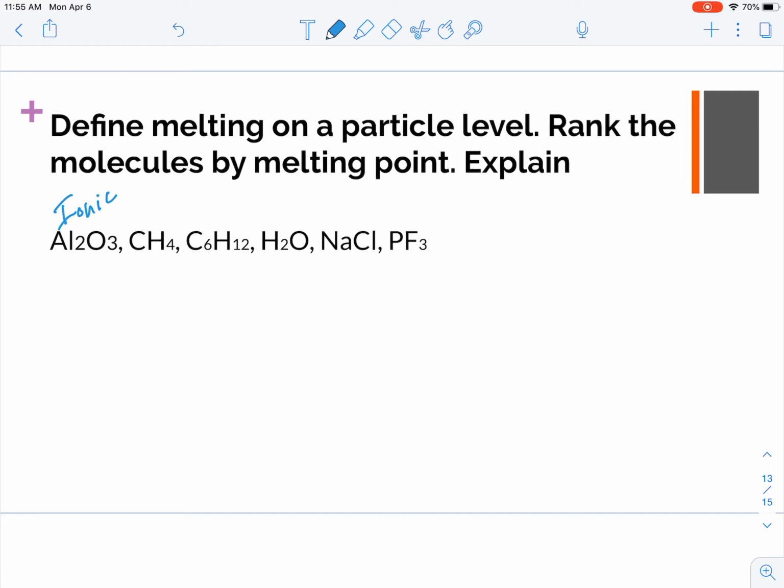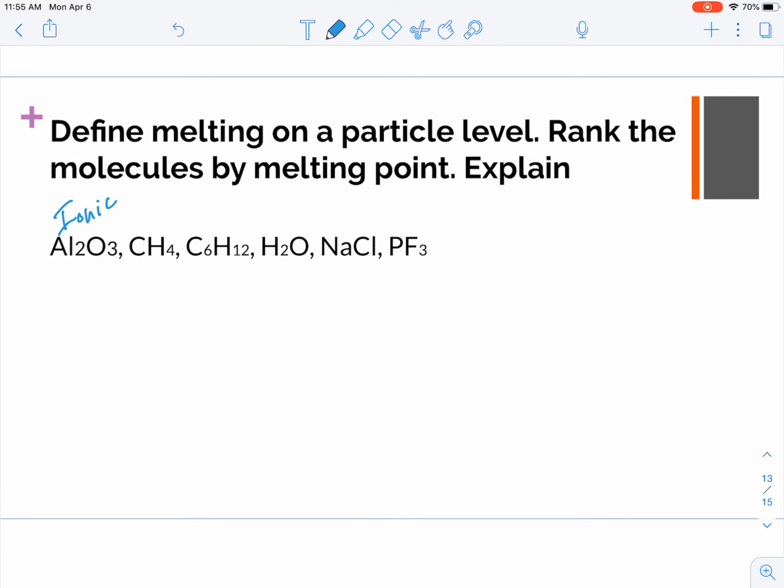So aluminum oxide is ionic. Then we have methane. And methane is nonpolar covalent. It has a symmetrical shape and nonpolar bonds. Then we have hexane, which is also nonpolar covalent. We have water, which is polar covalent. We have sodium chloride, which is ionic. And we have phosphorus trifluoride, which is polar covalent.